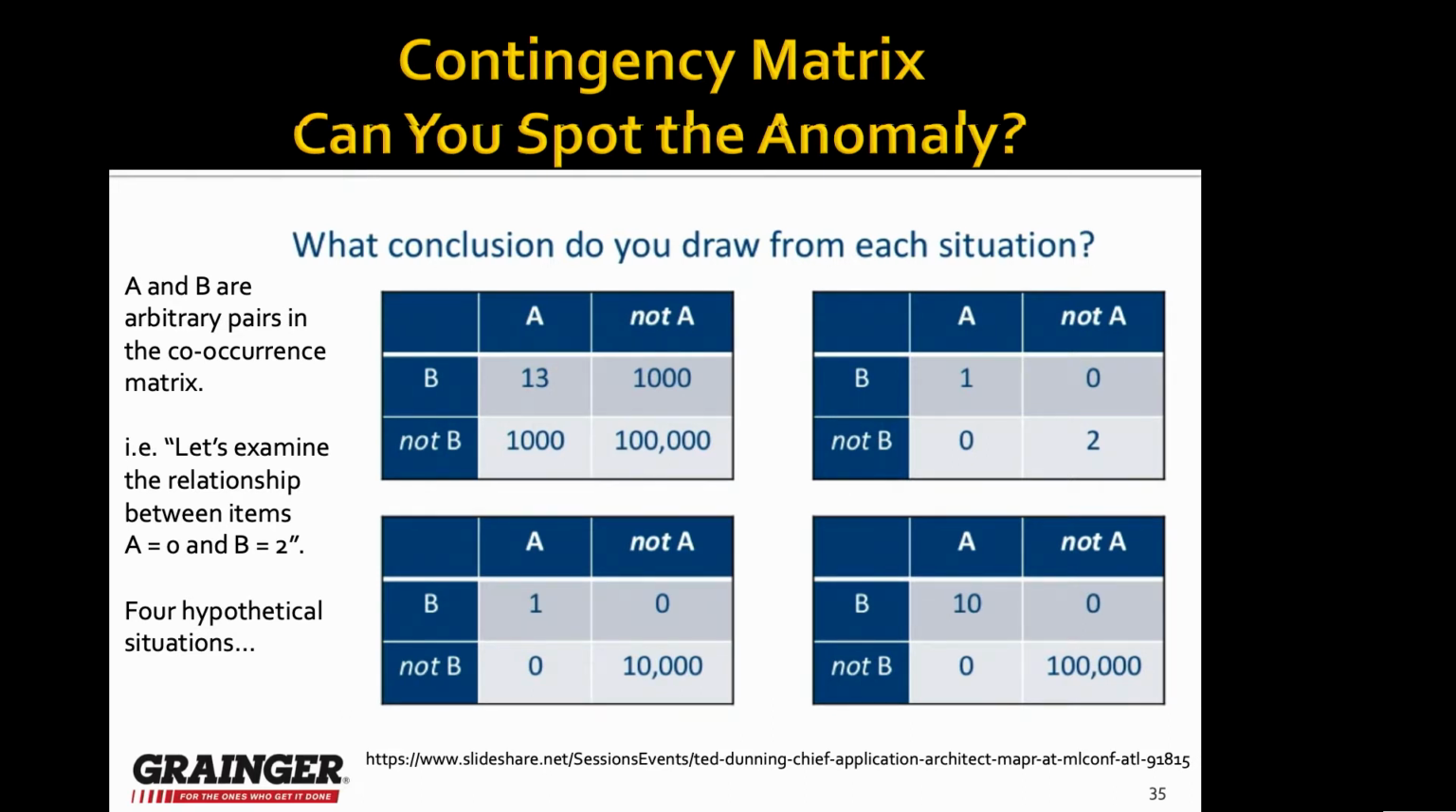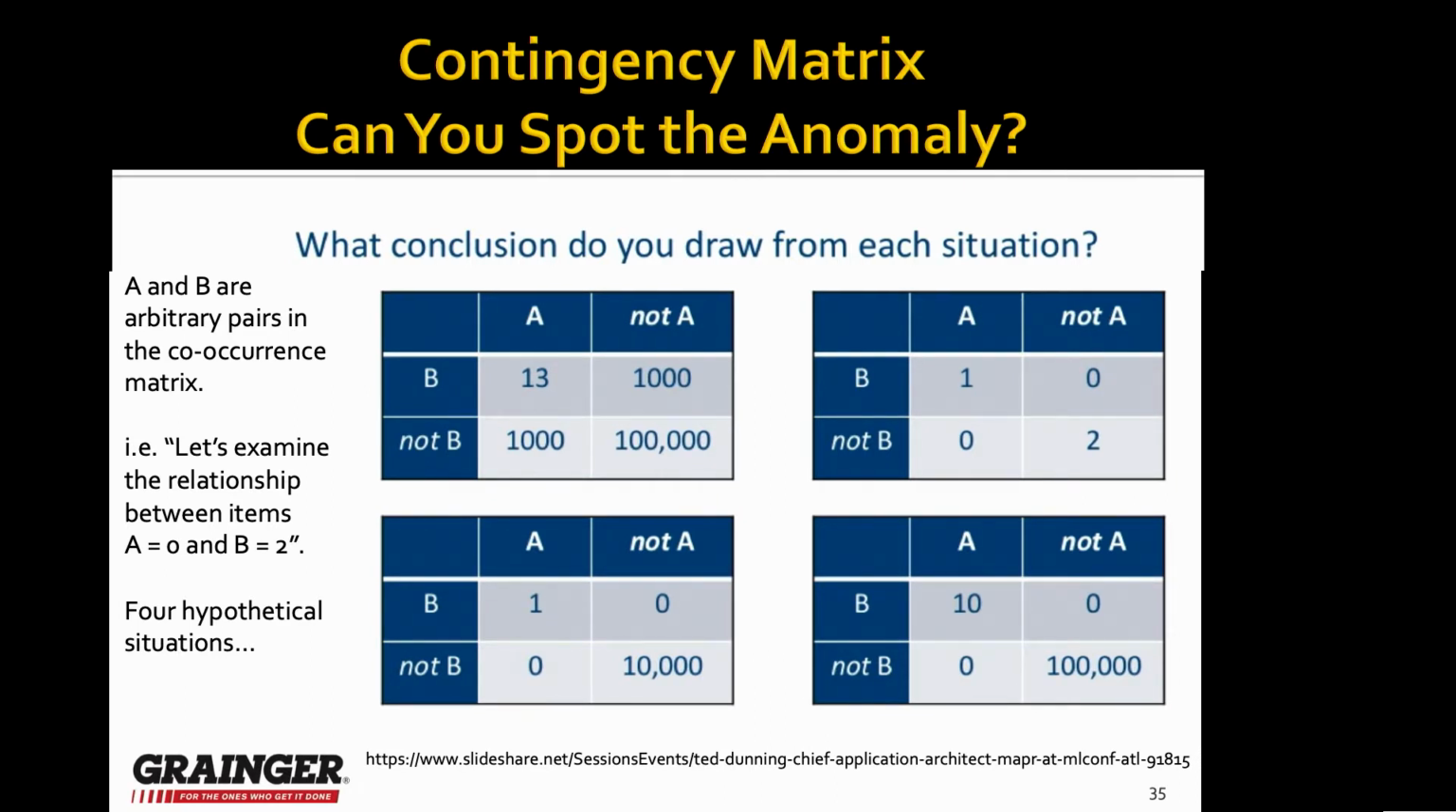Okay, let's pick 2 different points in that co-occurrence matrix. Pick any 2, 0 and 3 or whatever. I think I said 0 and 2. Okay, so A is 0, B is 2. A and B can be anything, any set of pairs. We create this thing called the contingency matrix.